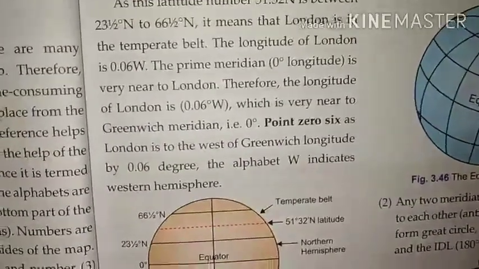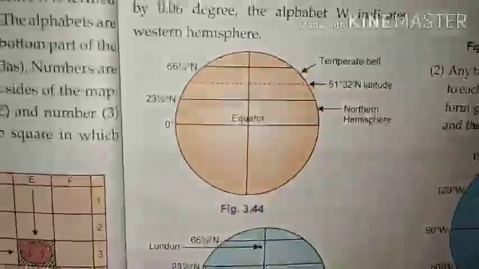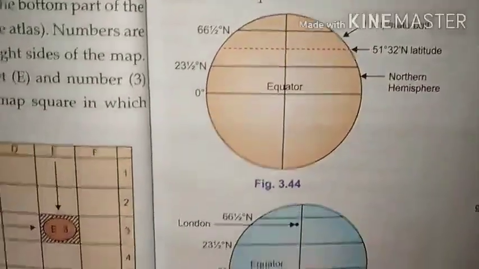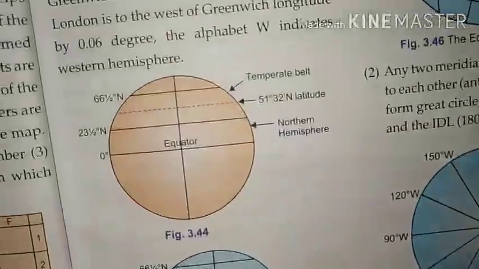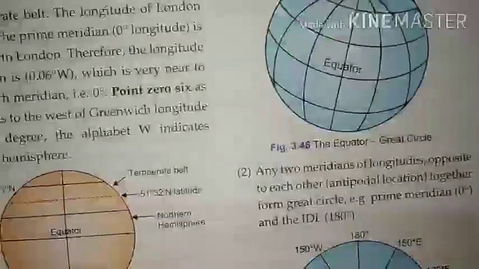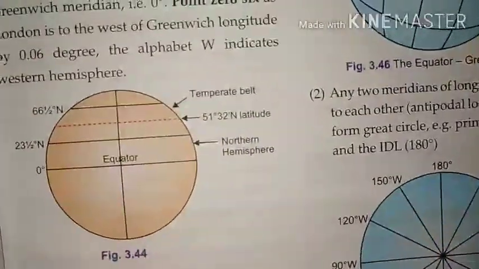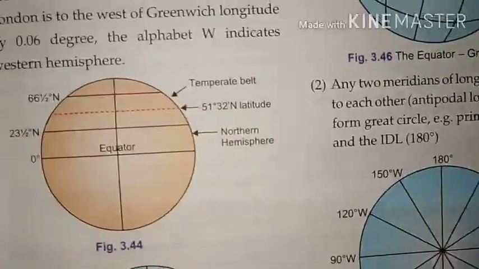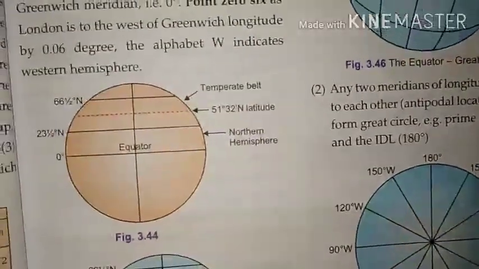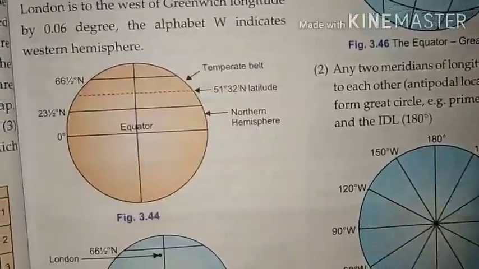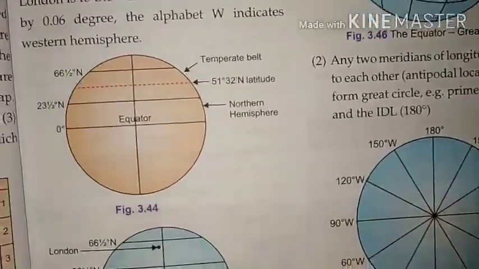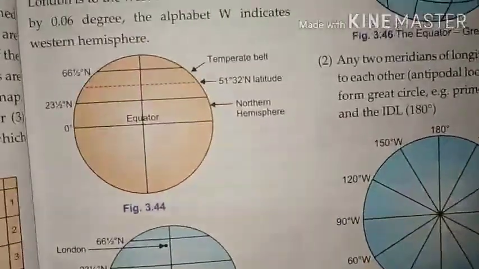Alright, now you can see here 66.5 degree north. So belts are shown there, temperate. Northern hemisphere. This is the entire northern hemisphere. So when we locate a place, both things are mentioned, the latitudinal extent as well as the longitudinal extent, so that we can understand whether that given country is in the northern hemisphere or the southern hemisphere, whether it is in the eastern hemisphere or the western hemisphere.